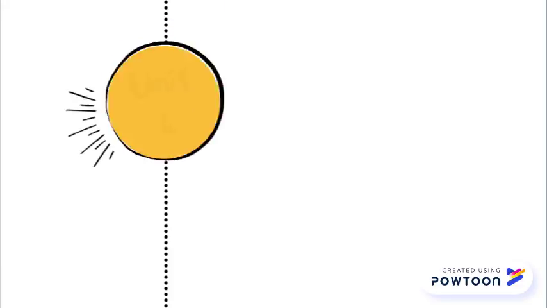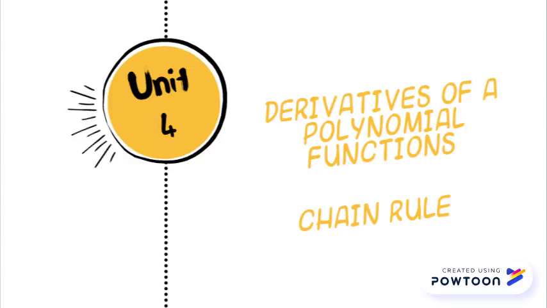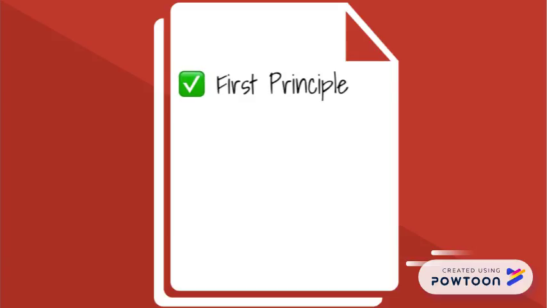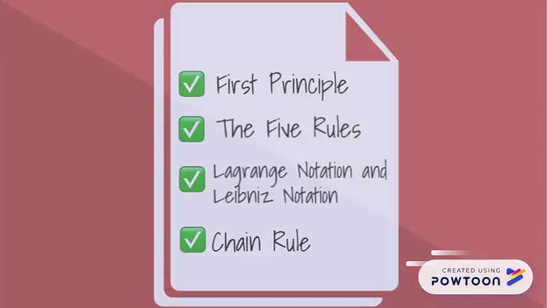In this video, we are going to talk about the derivative of a polynomial function and chain rule. We'll be covering the first principle, the 5 rules, the difference between Lagrange notation and Leibniz notation, chain rule, and one example of a problem using derivative.